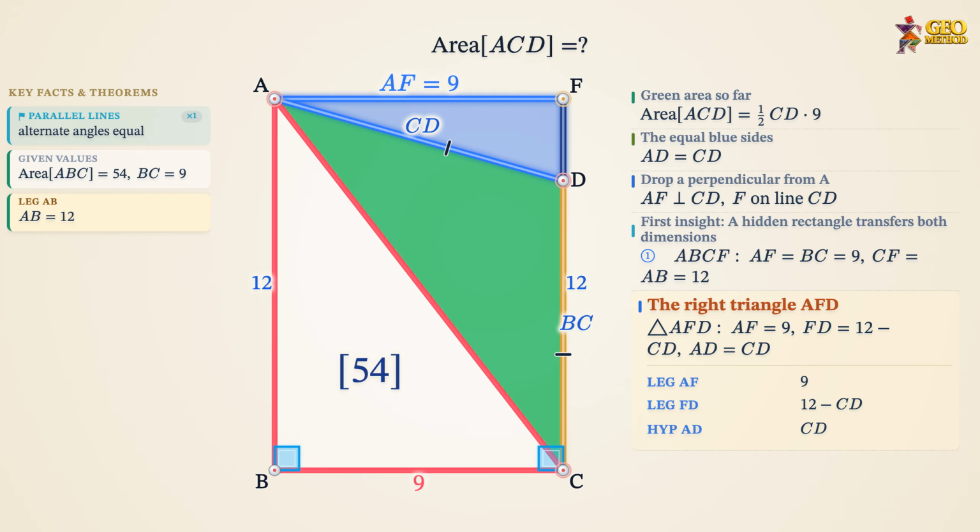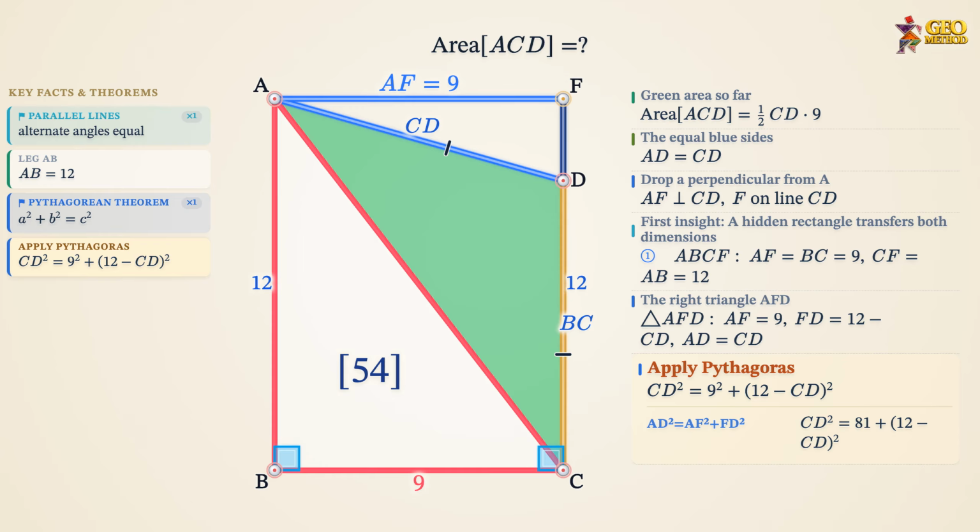Look at right triangle AFD. Its horizontal leg segment AF is 9. Its vertical leg segment FD is segment CF minus segment CD, that is 12 minus segment CD, and its hypotenuse segment AD equals segment CD by the isosceles clue. By the Pythagorean theorem, the hypotenuse squared equals the sum of the legs squared. Since the hypotenuse is segment CD, we get segment CD squared equals 81 plus (12 minus segment CD) squared.